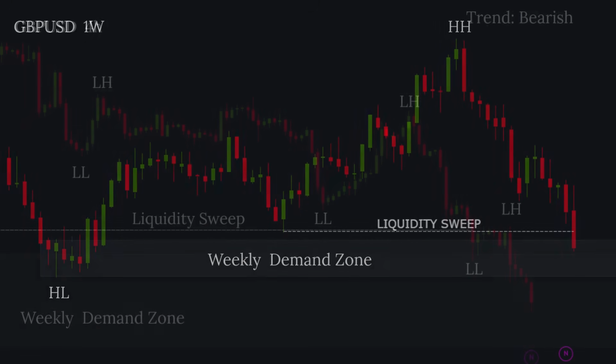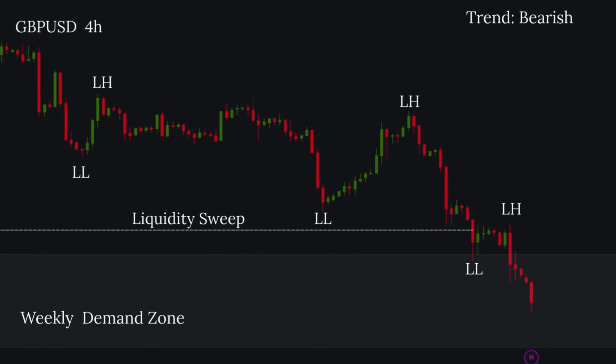Now shifting to the mid-time frame, let's take the 4-hour as an example. At this stage, price action is still bearish, printing lower swing highs and lower swing lows. However, our higher time frame, the weekly, has already given us a bullish bias. This creates a temporary misalignment.